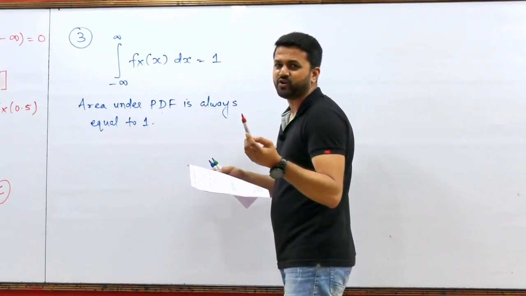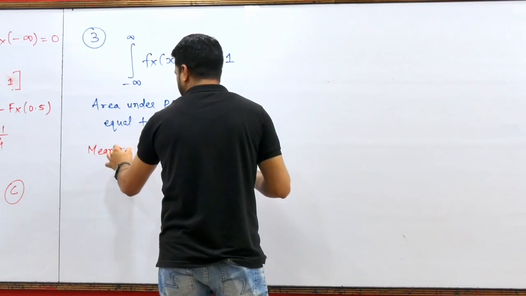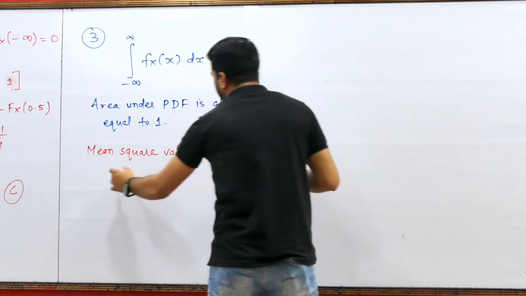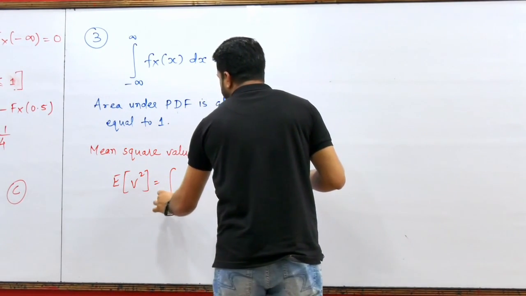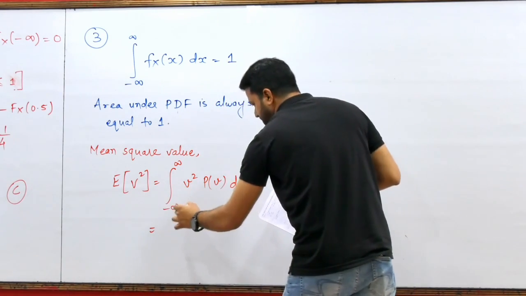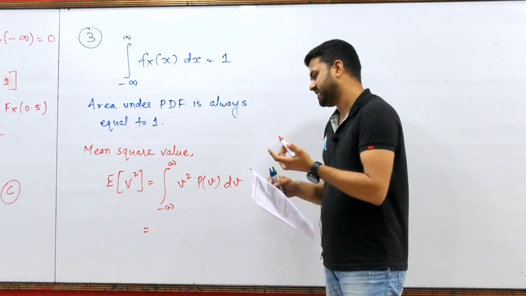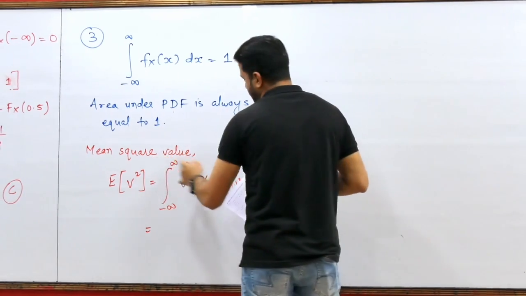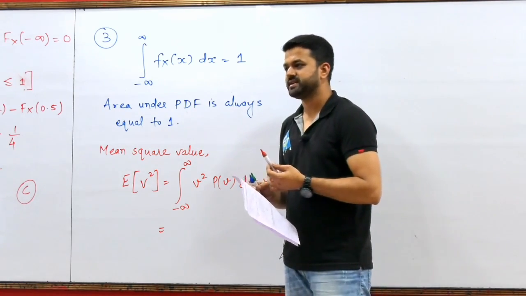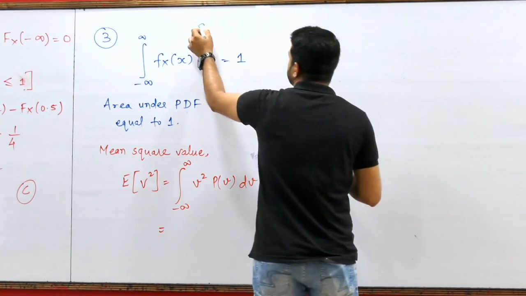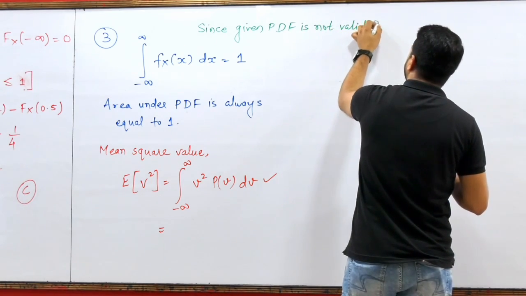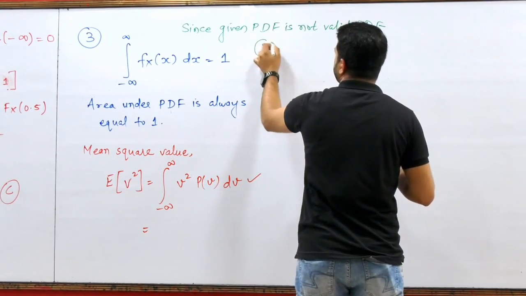So if I want to calculate the mean square value as asked in the question, I am writing the formula, because if I randomly solve for the mean square value, what will I get? The expected value of v square is the integral from minus infinity to infinity of v square times p of v dv, where p of v is the PDF. So according to the question, if it is not a valid PDF and you solve, you will get the answer as 32. But this is the formula for the mean square value, and we will not be able to apply this formula in this particular question because the area is not equal to 1. So the correct answer would be option D. Okay. Since the given PDF is not a valid PDF, the correct answer would be D.